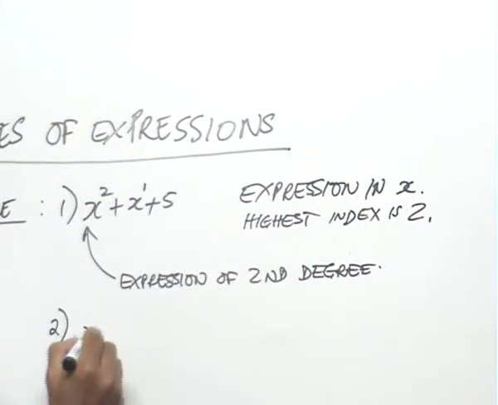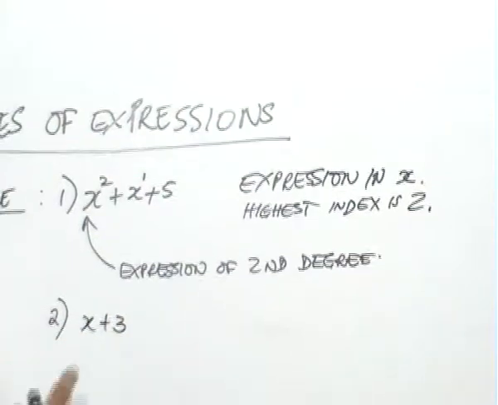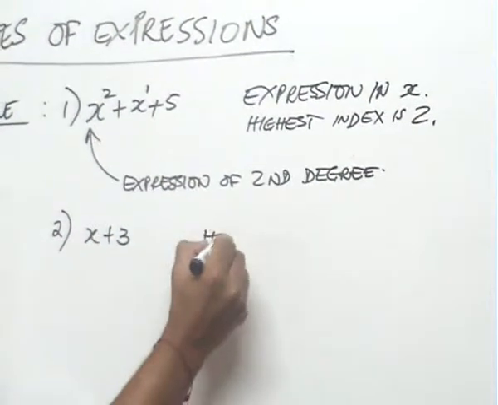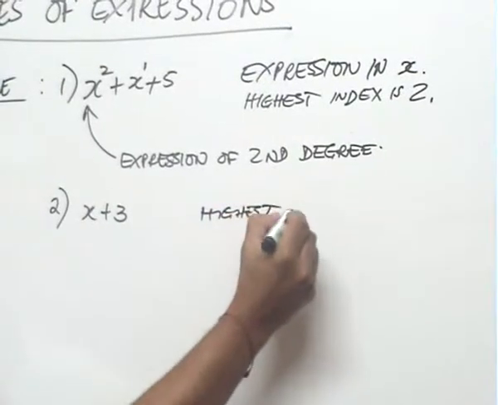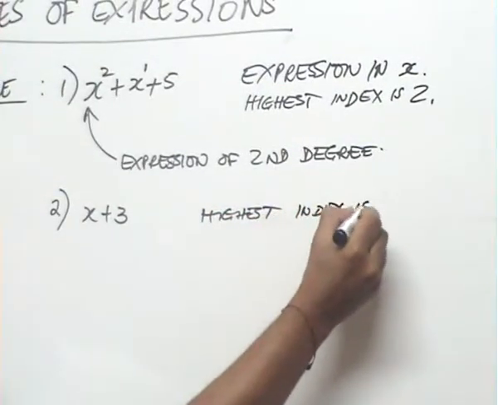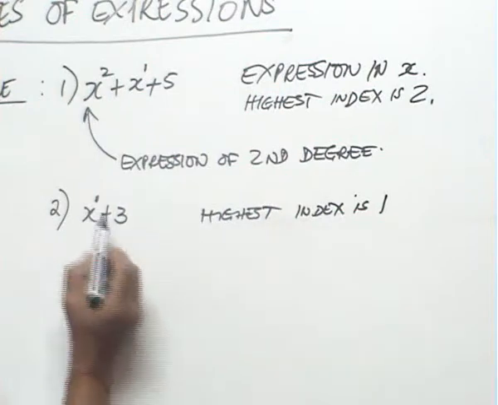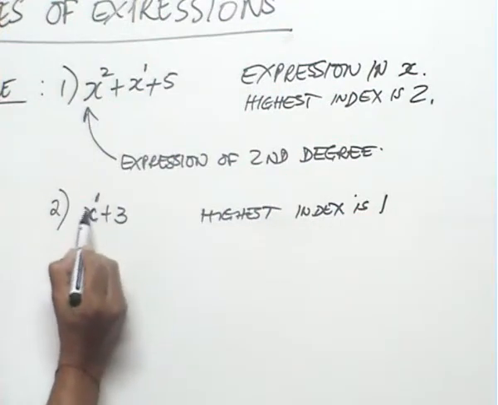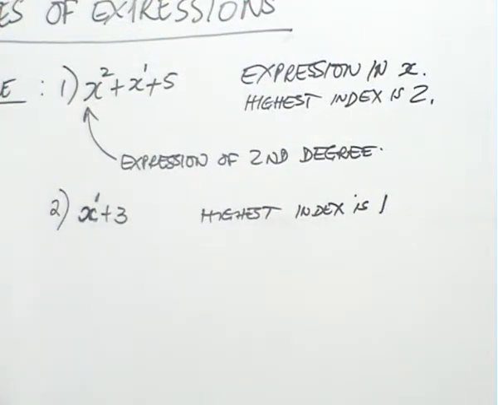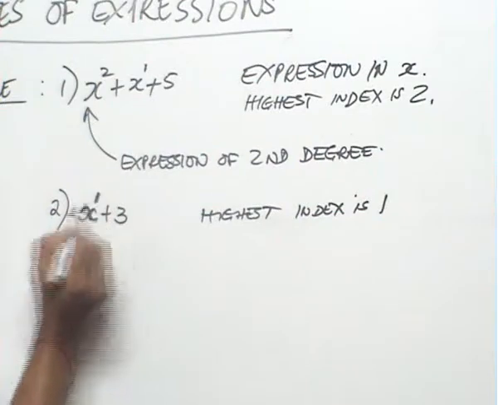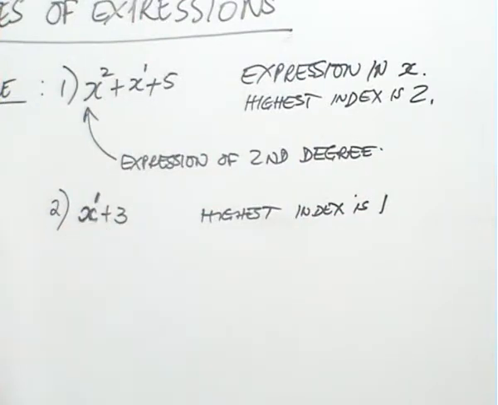So if you look at number 2, x plus 3, this is an expression in x. The highest index here is 1 because we're looking at the unknown. Remember, when we're looking at the index, we look at the index of the unknown. X is called an unknown. X is also called a base. So x is called a base, or it's also called unknown. So we're looking at the index of the base, and the base over here is x.